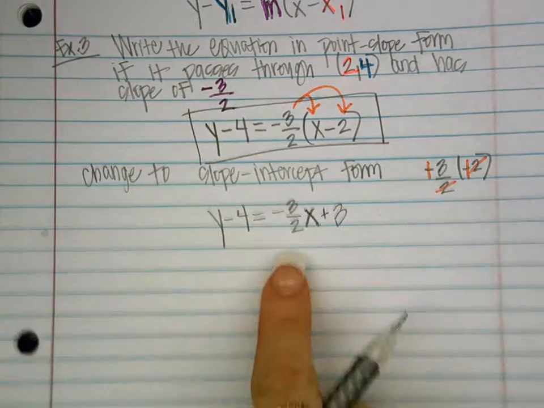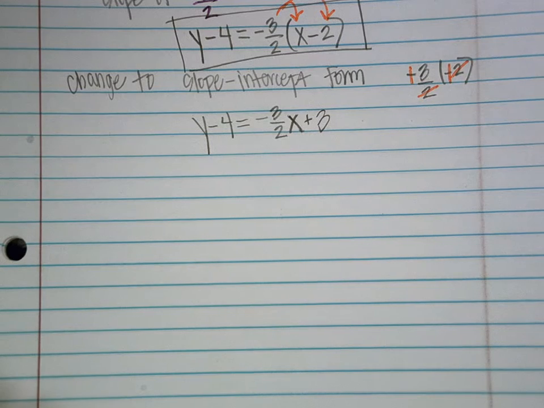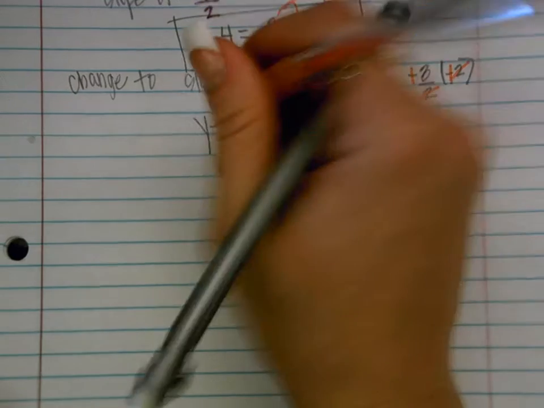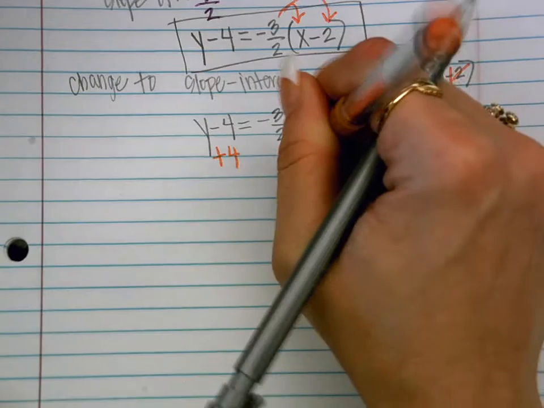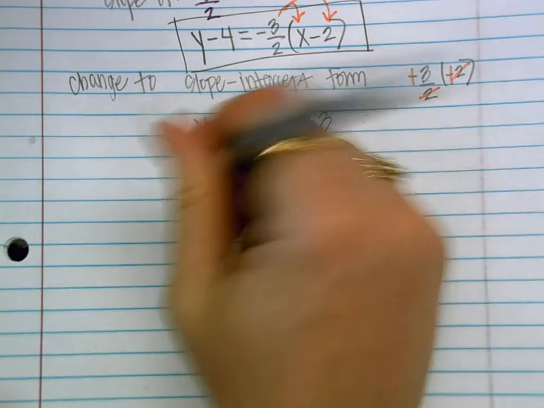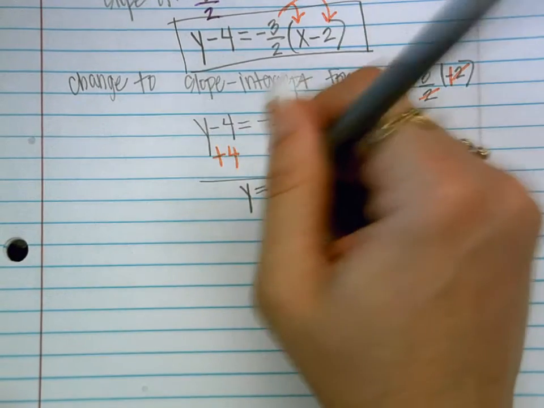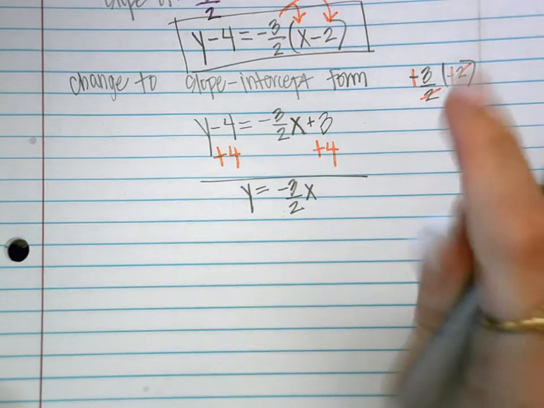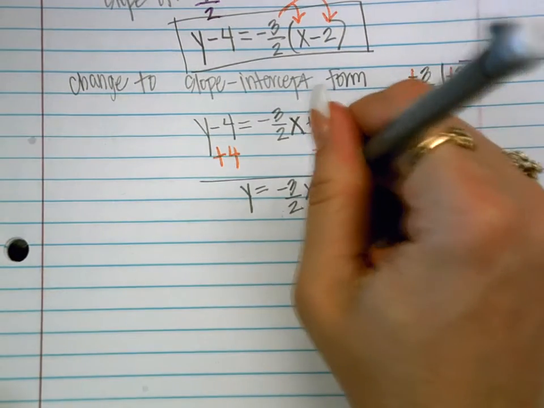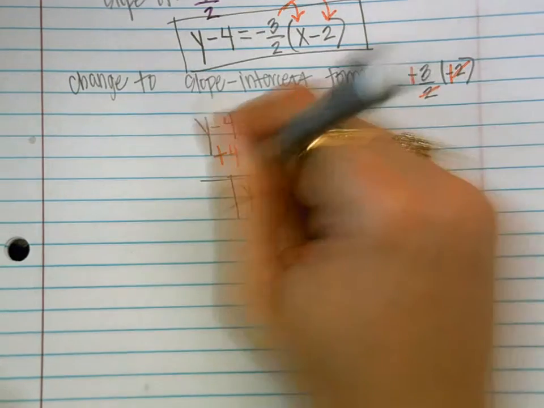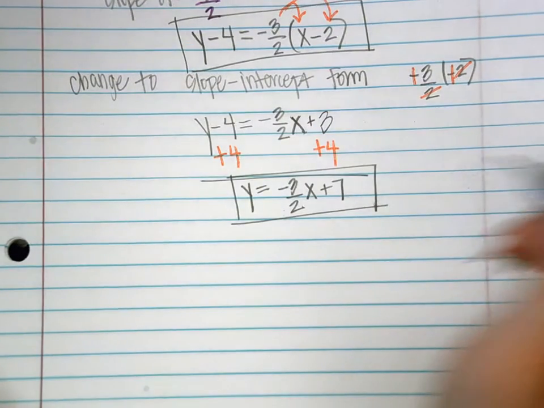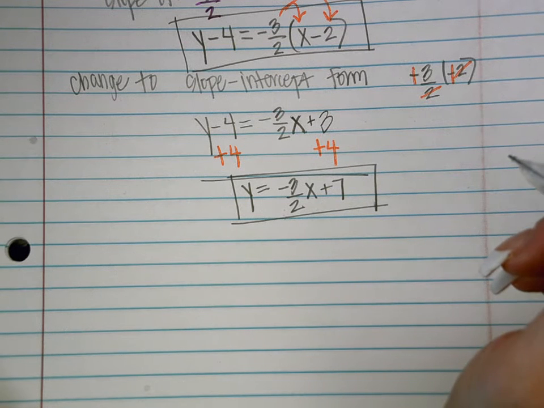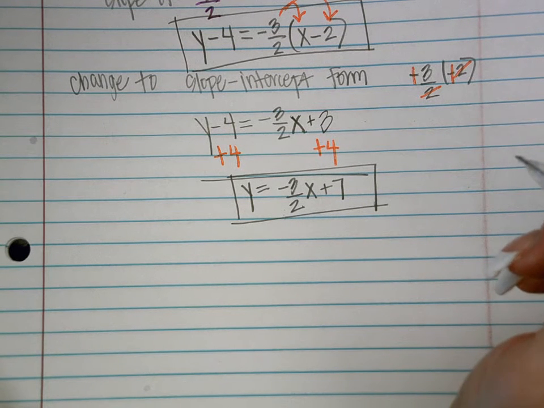Then, how do I get the y by itself? Add your 4. So add 4, add 4. So we got y equals negative 3 over 2x. 3 plus 4 gives you what? Plus 7. And that's the same equation written in slope intercept form. Okay, that's called slope intercept form.